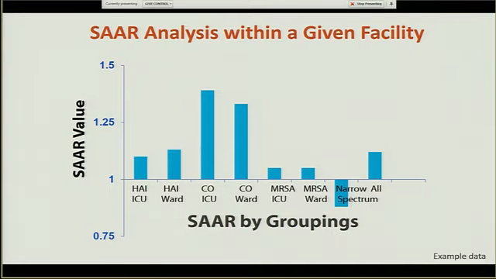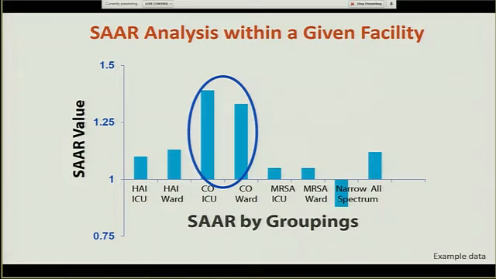And this is an example of a SAAR analysis exported to Excel. On the y-axis, you have the SAAR value, and then the SAAR groupings on the x-axis. The ATI is the category, for example, with pip/tazo, and the CO is the category with ceftriaxone as an example. MRSA would be the category with vancomycin, and for the narrow spectrum, an example would be the nafcillin, oxacillin, and then our all bucket.